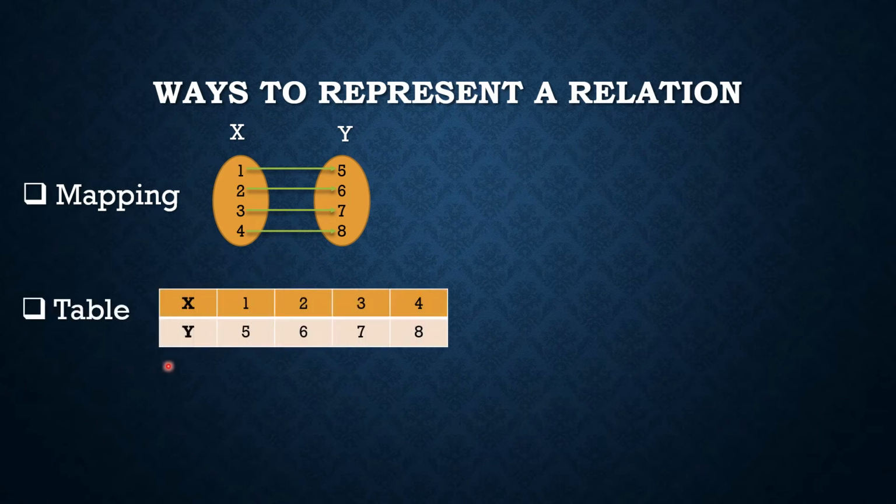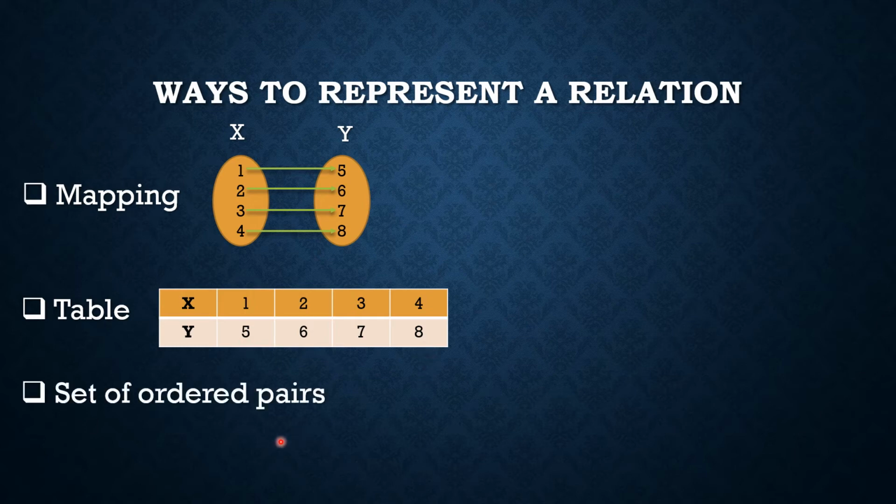By means of a table, makikita natin dito, same example yung ginamit ko, na kung ano-ano yung mga elements ni set X na nakikita natin dito, yun yung ilalagay natin dito sa horizontal sa ating table. So, ito yung X natin. So, we have 1, 2, 3, 4. Ito naman yung set Y natin. So, we have 5, 6, 7, and 8.